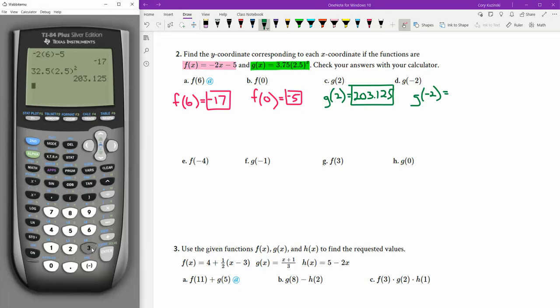Well, let's do this, 32.5. Oh man, I messed that last one up, didn't I? I typed it in wrong. Let's try it again. 3.75. Come on. 3.75, not 32.5, times 2.5 to the power of 2. That gave us, okay, that's a different number. Let's fix this.